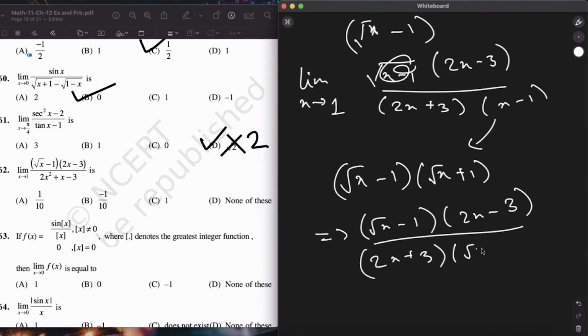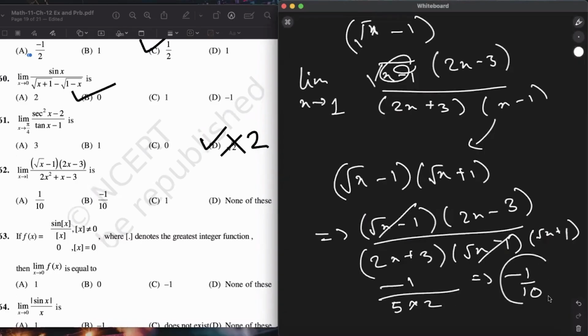And there is an under root x minus 1, and there is an under root x plus 1. So, and my limit for x is going to 1. So 2 minus 3, there's a minus 1 over here, and 2 plus 3, 5, and into 2. So minus 1 by 10. This will be the answer.